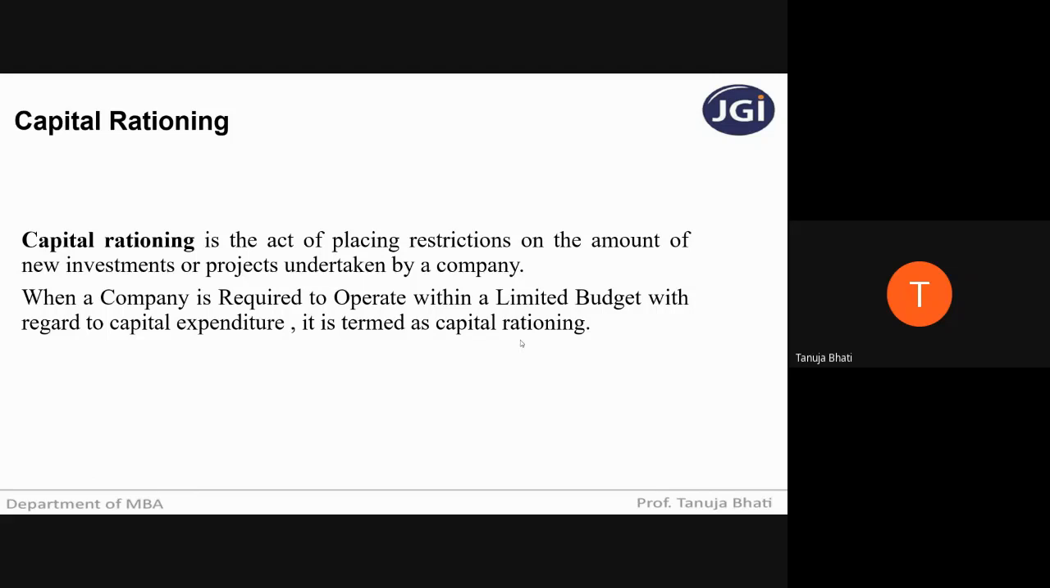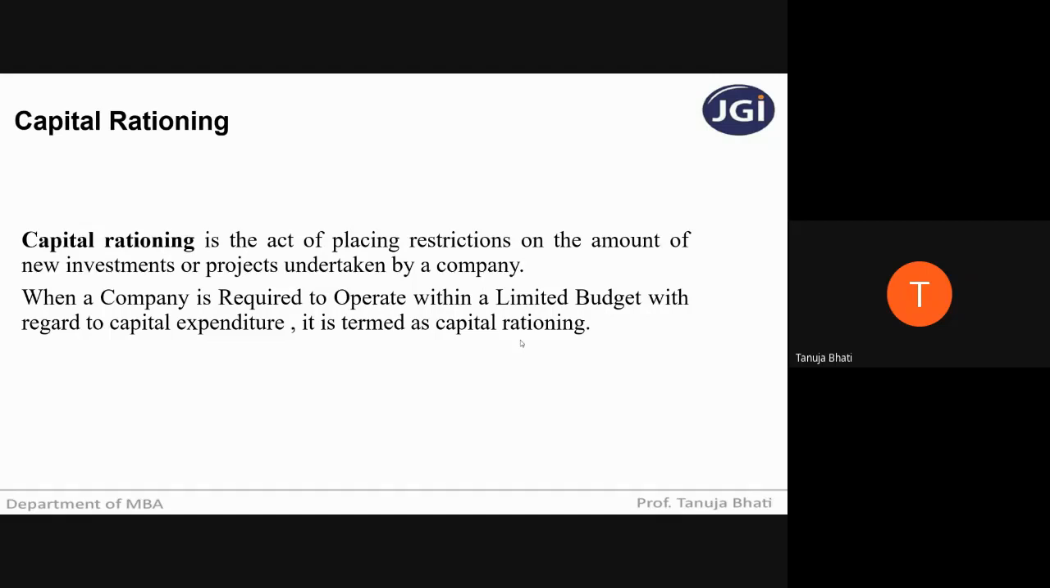Now why there will be no wastage in capital rationing? Because see, the company will not keep on investing in each and every new project that is available for investment. It knows it has only so much amount, so it knows that in that much amount it has to select the most appropriate investment plan.